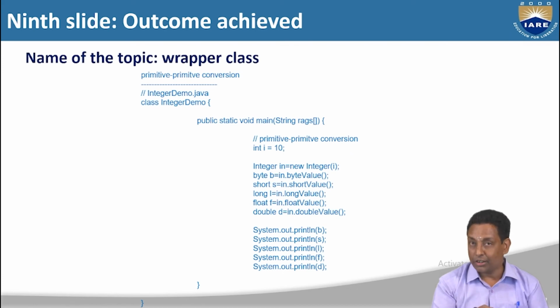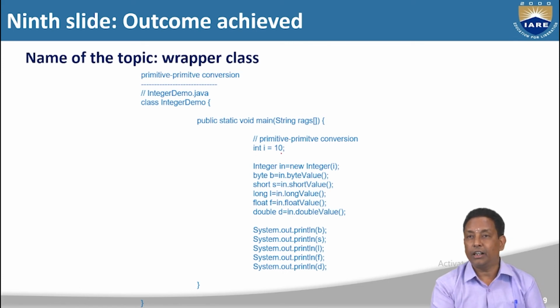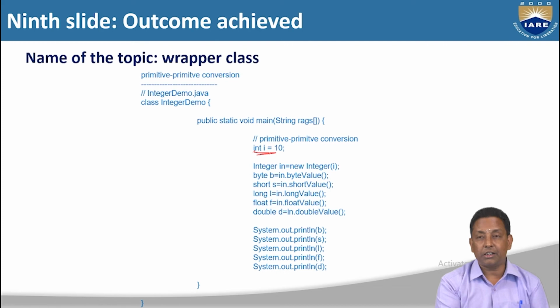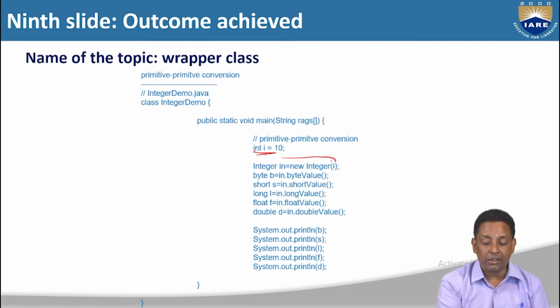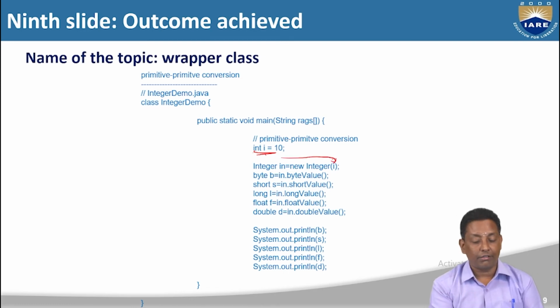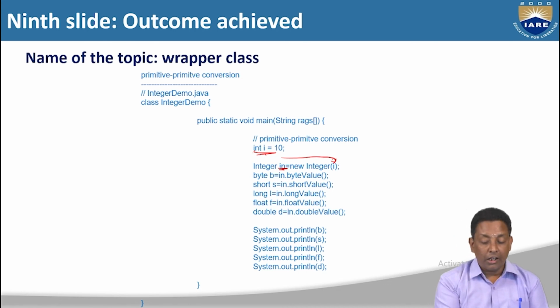Class IntegerDemo, our own user-defined class. Public static void main. Here I took int i is equal to 10. We want to convert this primitive int value into byte, short, long, float, and double. What to do first? First, we need to store the primitive int in the Integer wrapper class constructor, int wrapped into Integer. In the Integer class, six instance methods are there: byteValue, shortValue, intValue, longValue, floatValue, doubleValue.